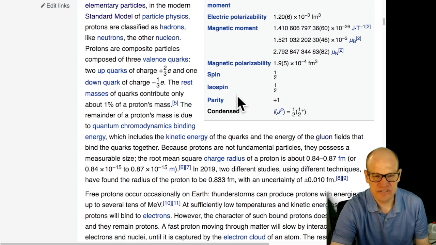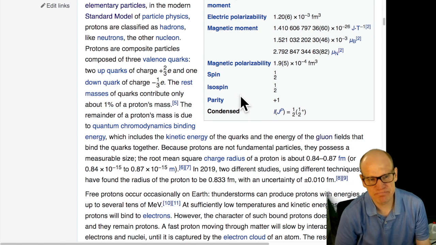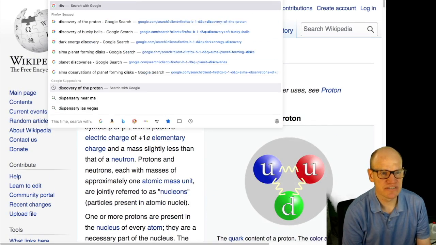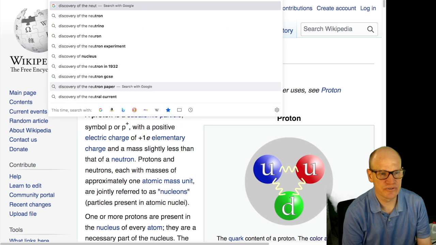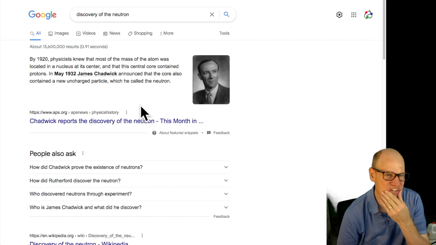Okay, so does that count as the discovery of the proton? Perhaps. The neutron, I think, was discovered by Chadwick. Discovery of the neutron. I'm not totally sure how this was done.